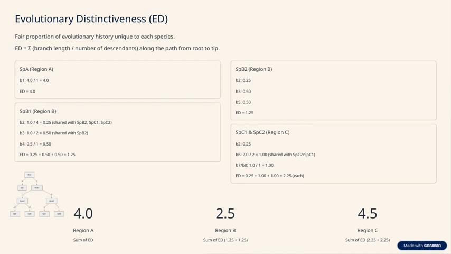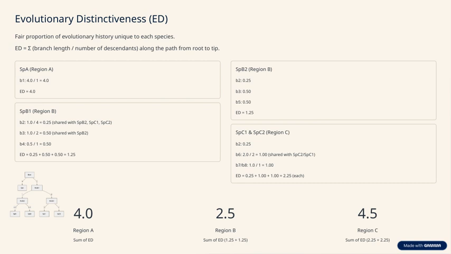For example, B2 shares a branch of length 1 with B3 and C1, but because it has 4 descendants, we divide 1 by 4, giving 0.25. Similarly, B3 shares a branch of 1 with B2, but since it has 2 descendants, we divide 1 by 2, resulting in 0.5. B3 also has a unique branch of 0.5, so summing these gives an ED of 1.25. Now, looking at B2 and B3, both have an ED of 1.25, which reflects their shared and unique evolutionary history. B2 also shares branches with other species, which explains the shared contributions.